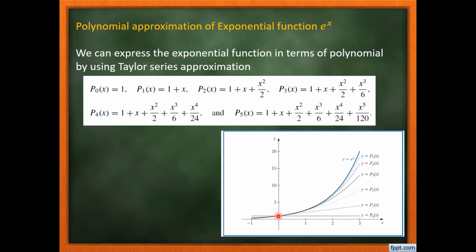So let's consider two terms, p1 of x. We can see that p1 of x is slightly better than p0 of x, but not greater than that, so still it's not a good choice. Now, if we keep going with p2, p3, p4, we see that they are coming close to the actual curve, and p5 is relatively much closer than any of the other graphs.